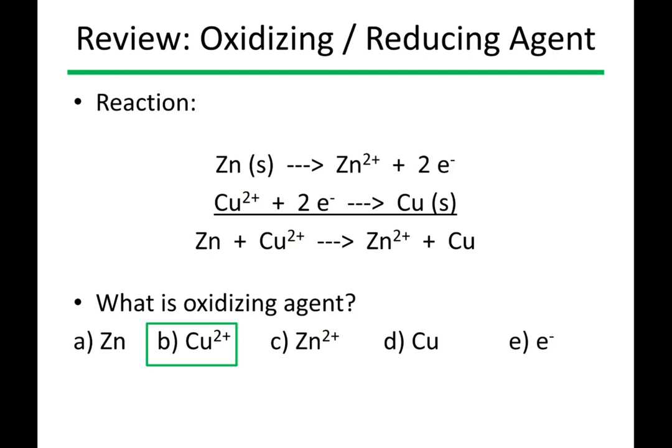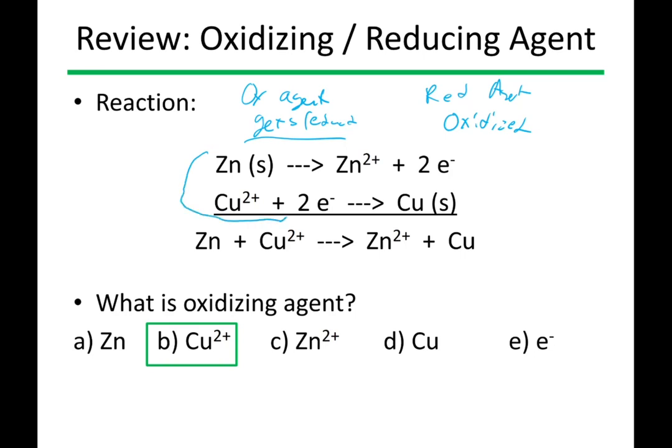So remember, the oxidizing agent is going to oxidize something else, meaning it's going to make something else donate electrons. So the oxidizing agent gets reduced. And likewise, the reducing agent gets oxidized. So with these equations, when we're talking about oxidizing and reducing agents, we're only going to look at reactants. And we can see that it's copper 2+ that's getting reduced, and so that's our oxidizing agent.